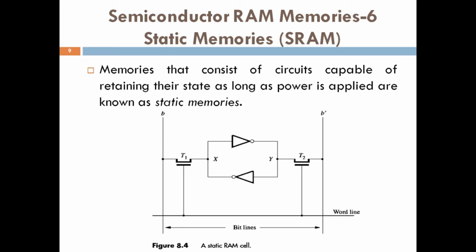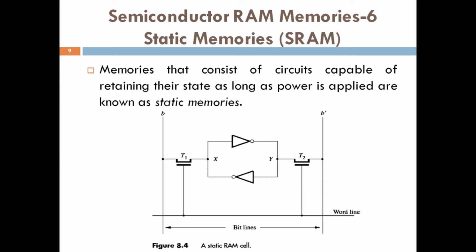One of the static memory cells, that is the static RAM cell, is illustrated here. So this will show how a static RAM cell is implemented. Here two inverters are cross connected to form a latch, and the latch is connected to two bit lines by the transistors T1 and T2. These transistors act as switches that can be opened or closed under the control of the word line.